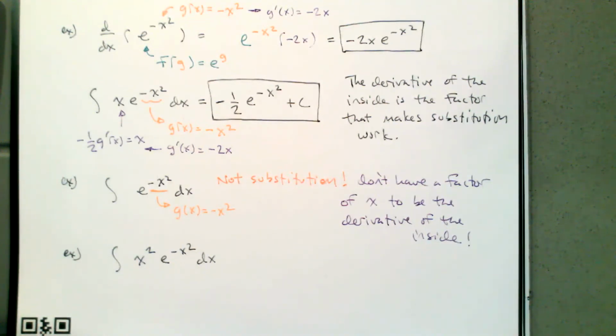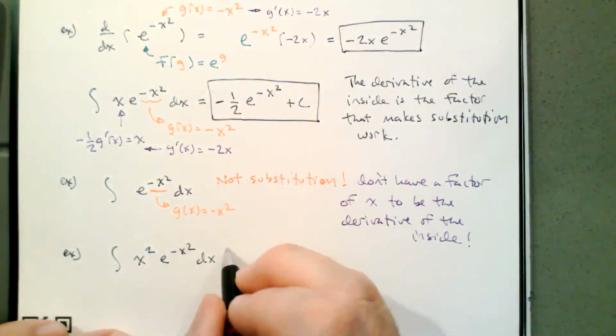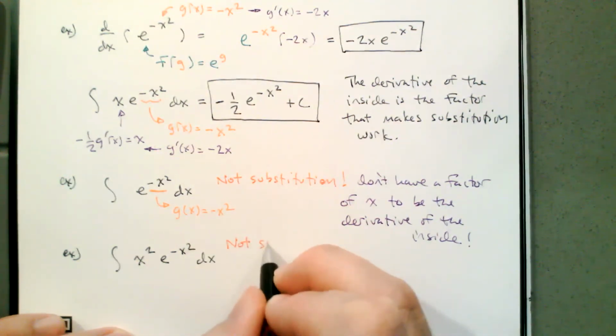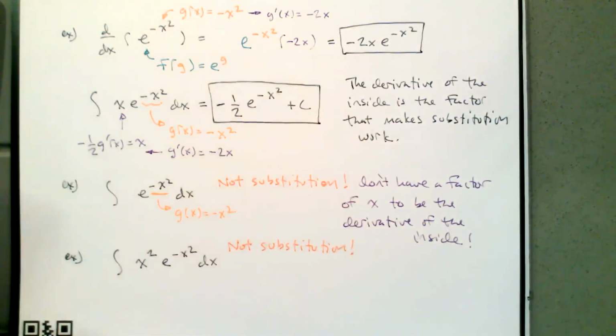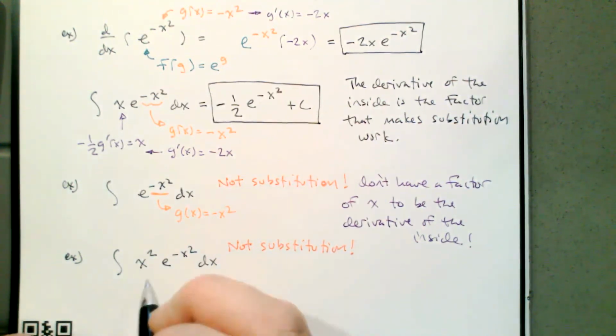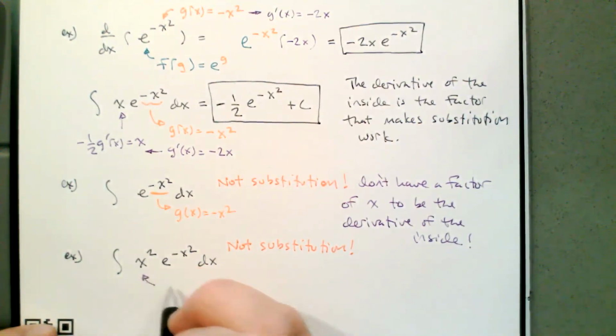The previous example was not substitution because we didn't have enough. Now, this example is not substitution because we have too much. We've got two factors of x, only one of which can be the derivative of the inside. So this is also not a substitution problem. We have too many factors of x. I need one factor of x to be the derivative of the inside.